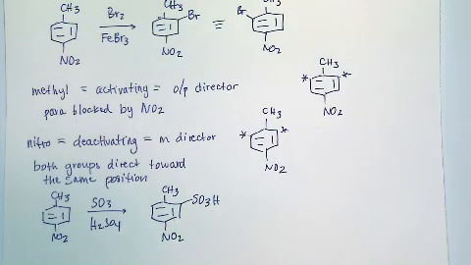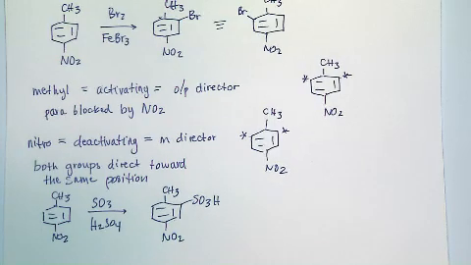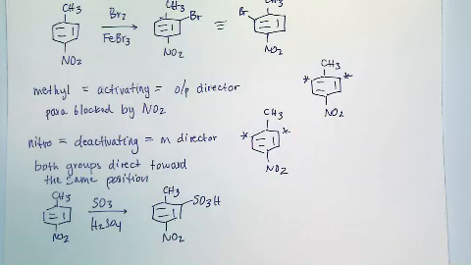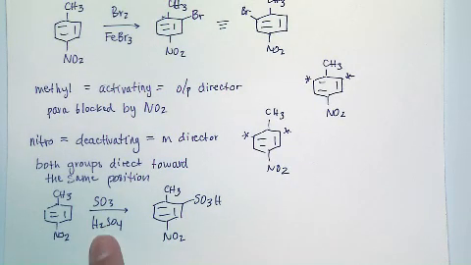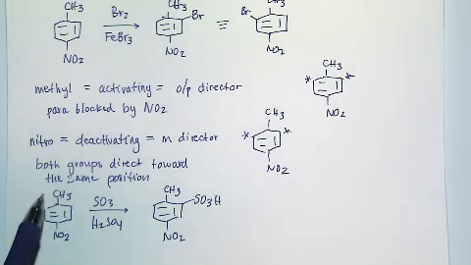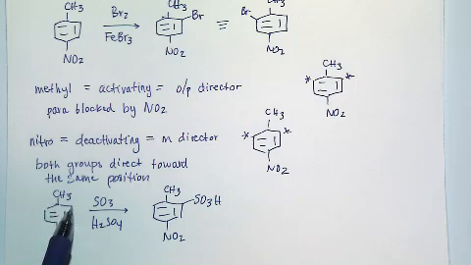So don't let that confuse you too much, because the directing groups that we're interested in, the ones that we're looking at to determine what position we're going to substitute on the ring, are the ones that are already on the molecule and not related to the incoming group. So it doesn't matter what type of EAS reaction you do, if you do a nitration or a Friedel-Crafts alkylation or acylation, these two groups, the methyl and the nitro group, are always going to direct toward that carbon.